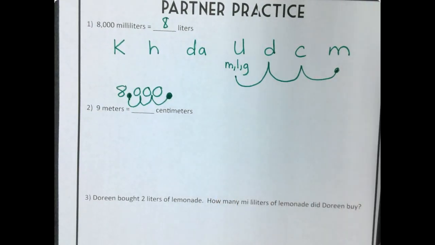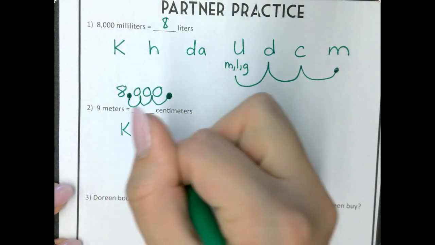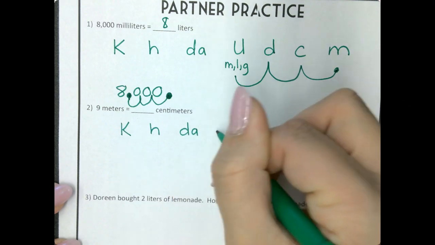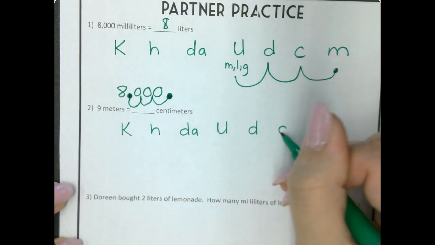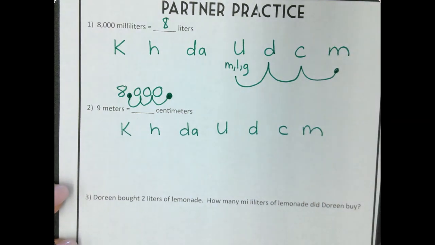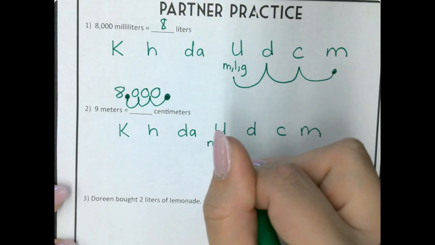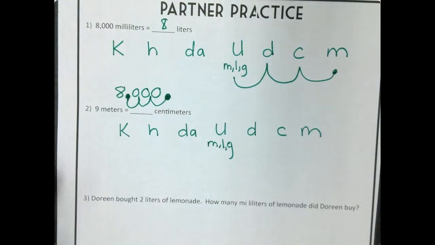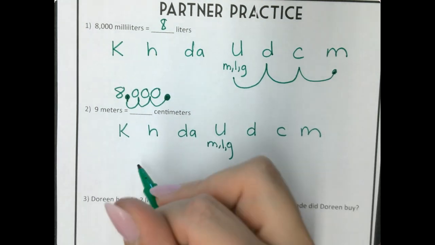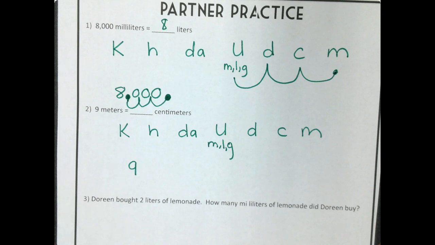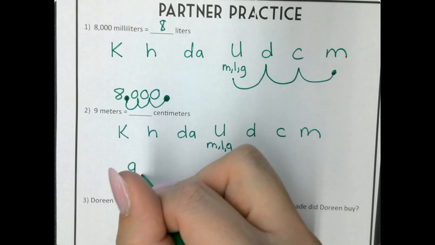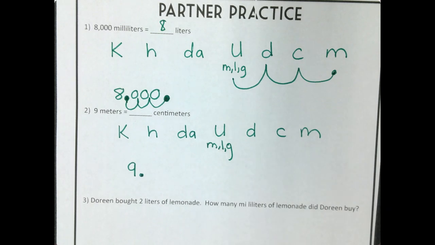What's our saying for number 2? King? Yep. King Henry died unusually drinking chocolate milk. Under the U, we could put MLG, meters, liters, grams. And we have 9 meters, and we're going to centimeters. Where's our decimal for this 9? Yeah, behind, right? And we're going from meters to centimeters.